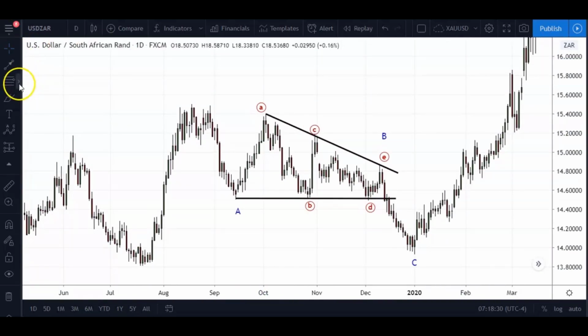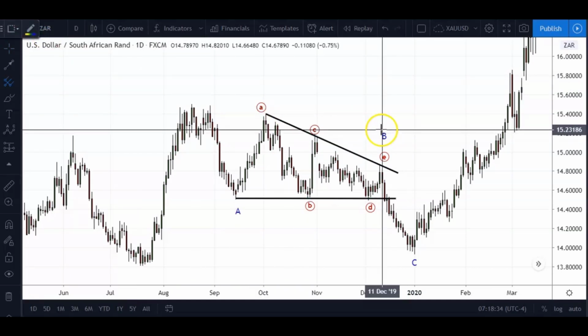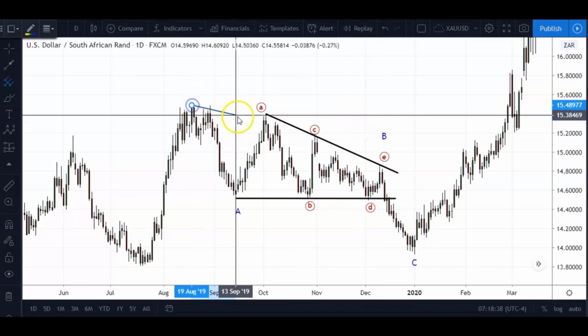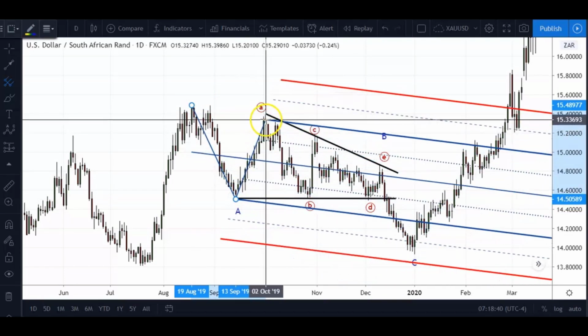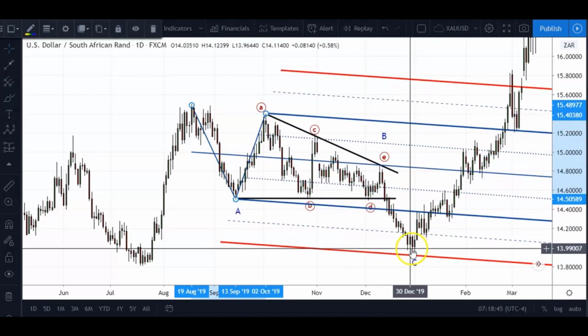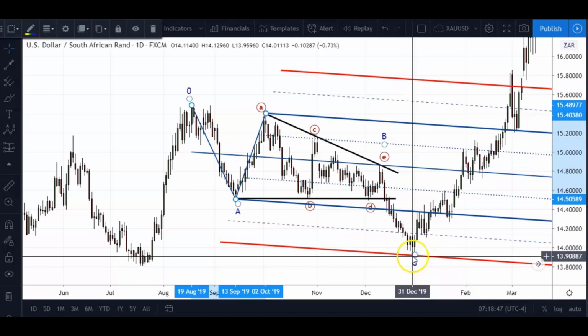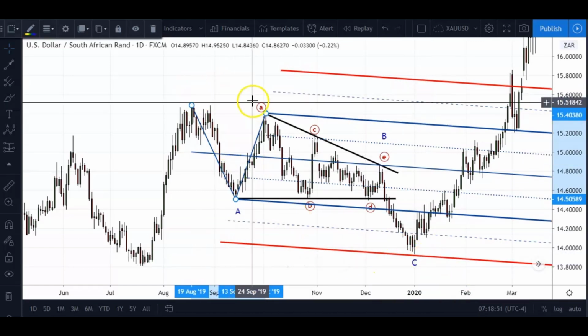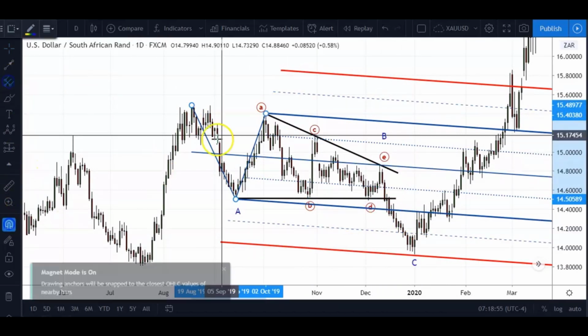And this is what's really incredible about knowing a little bit about market structure, especially using Elliott wave, that if you simply use that high to this low and moved it up to that one there, yes, price very, very closely touched your lower red warning line. So even if you assume that it could end here, you would have been right. Let me just put my magnet mode on.